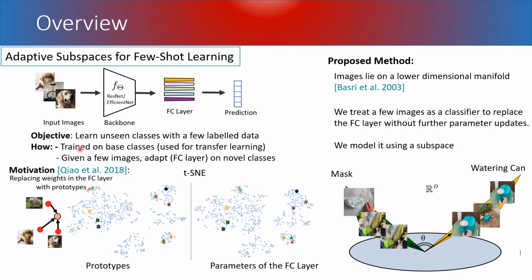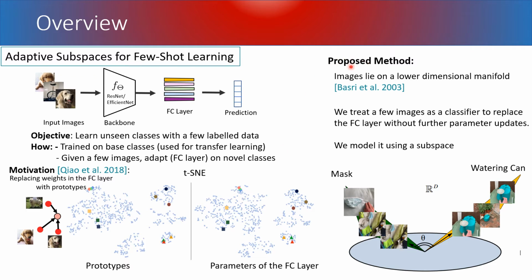So how to do that? We train on base classes and use the model for transfer learning. Given a few images, we want to adapt this FC layer on novel classes. So our work is motivated especially by the work of Chen et al. They replace the weights in the FC layer with prototypes because they observe that when they plot the feature representations from the images under the same class and then the FC layer, they are somehow corresponding.